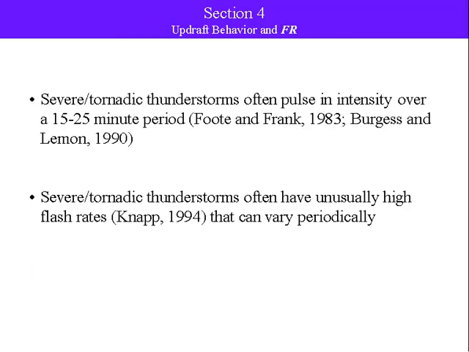I'll start with a couple of research results. The first is from Foot and Frank in 83 and Burgess and Lemon in 1990. They found that severe and tornadic thunderstorms often pulse in intensity over a 15 to 25 minute time period. Knapp in 94 found that severe and tornadic thunderstorms often have unusually high flash rates that can vary periodically.